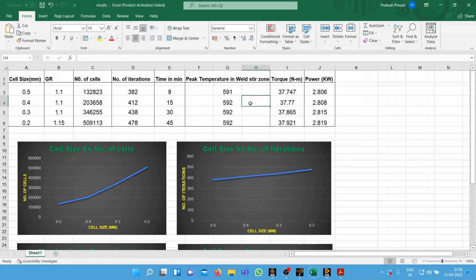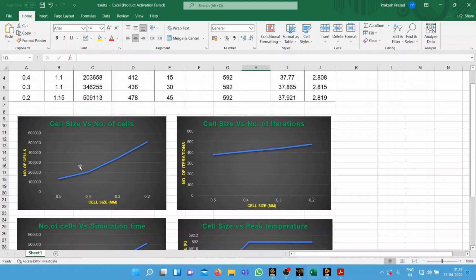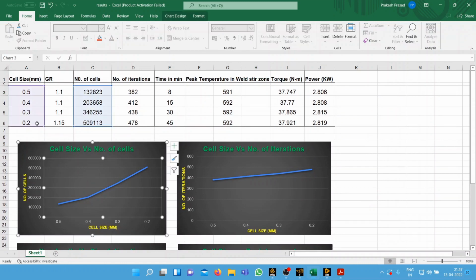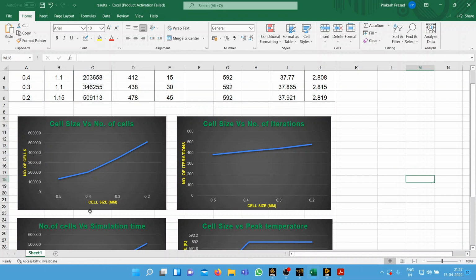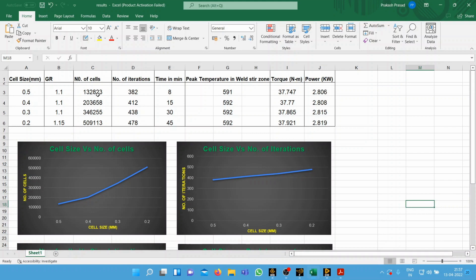The peak temperature is 592 in all the cases, except the first case, 591. There is not much variation here, and the torque slightly increases, but again not much variation. Here I have plotted the results in graphs for proper understanding. Here is the cell size versus the number of cells. As the cell size decreases, the number of cells increases, from 132,000 to 591,000.